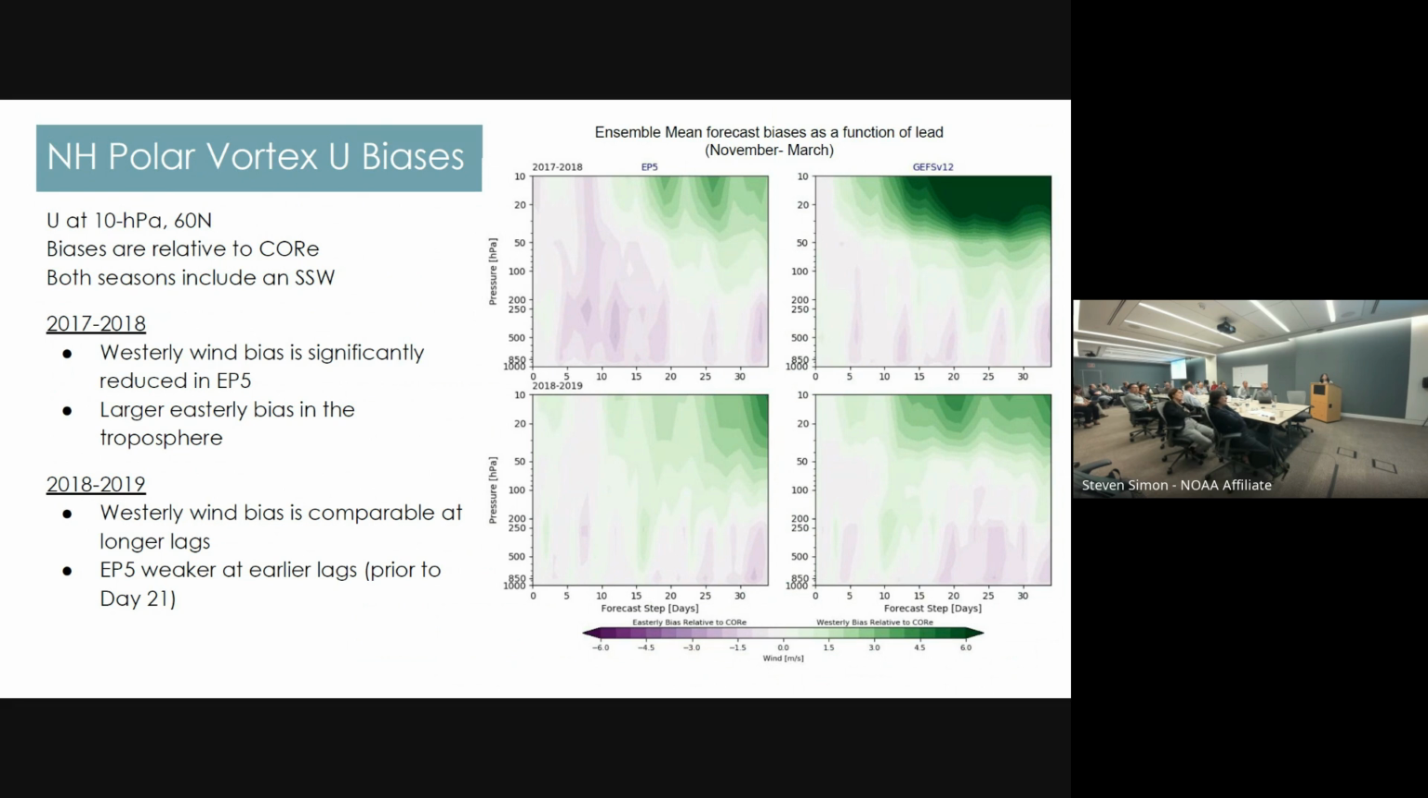For 2017, 2018, you can see this enormous westerly wind bias that is reduced in the EP5. And then for the second winter, you see, especially at longer lags, the amplitude of the biases are about the same, but they are reduced a little bit when we get to the shorter lags. So once again, some improvement there.